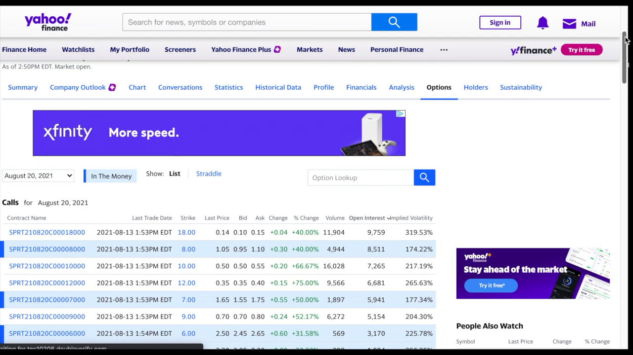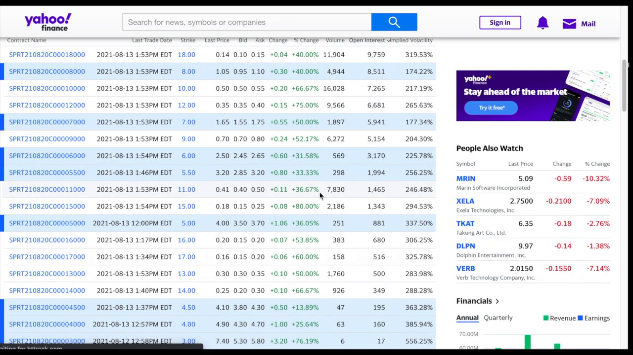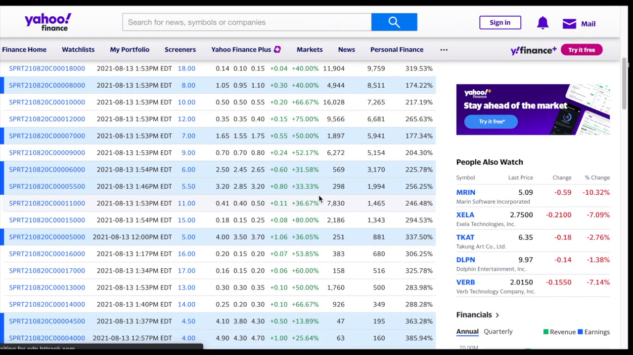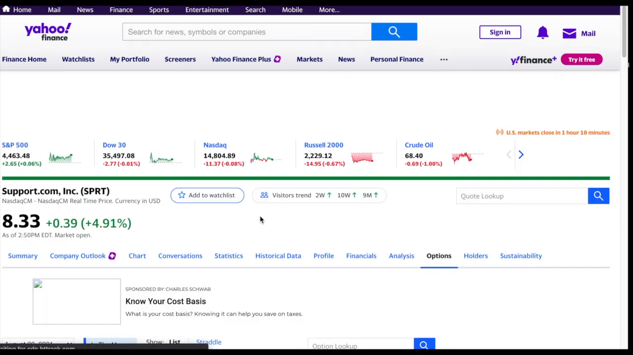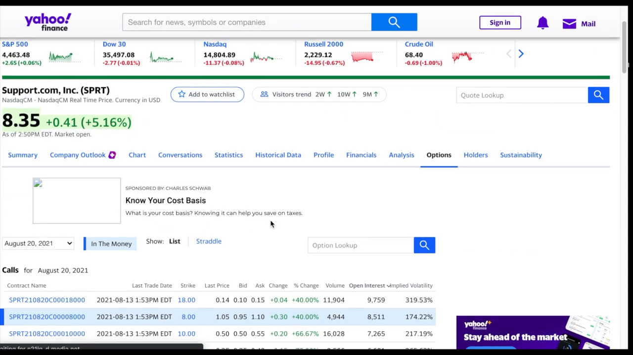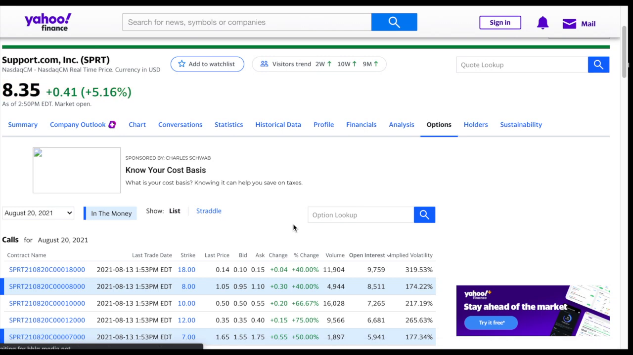And here for support.com, I did the same thing. Here for the options play, you can see there's a lot of volume on this going up, and you can even see the strike price with the highest interest and volume is $18. There's also a lot of volume for the $10, which it did trade in the $10 range. It went up all the way to $10 today and then came down to $8.35.